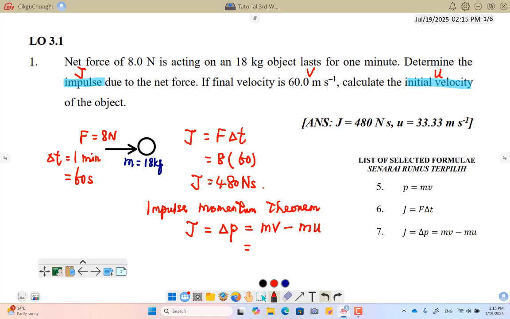So we already calculated the impulse. The impulse is 480. So the mass of the object is 18. The final velocity is given in the question, 60 meters per second, so minus mass 18 u. So we can calculate the initial velocity of the object. You may pause the video to do the calculations. If we do the calculation correctly, we will obtain the initial velocity of the object to be 33.33. The unit will be meters per second.